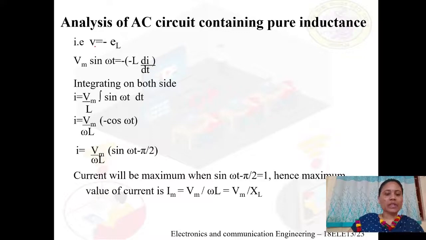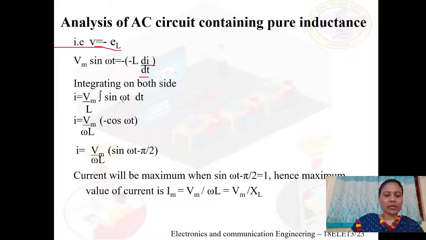Therefore, V is equal to minus EL, and here we know that V is Vm sin omega t, and minus EL is minus L into di by dt. We can integrate on both the sides. So here the differentiation and the integration will cancel. So we get I over here, and let us send L to the other side. I is equal to Vm by L integration of sin omega t into dt.